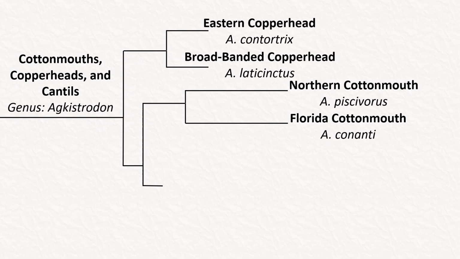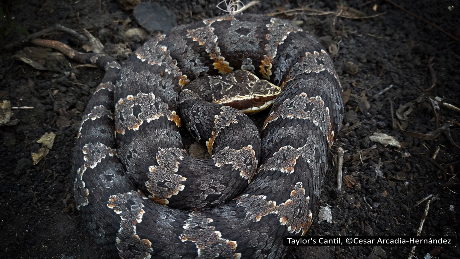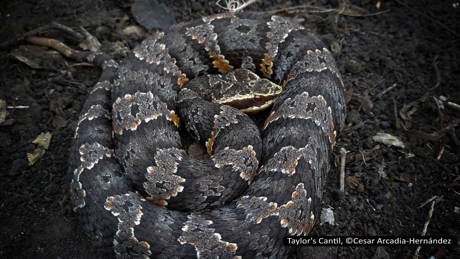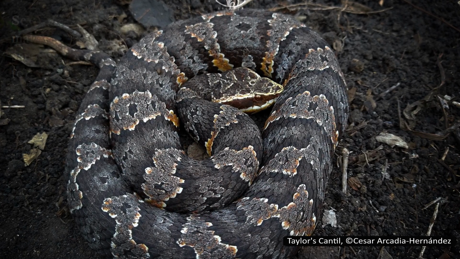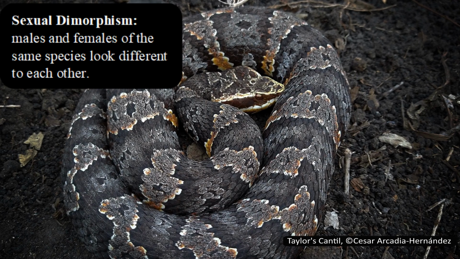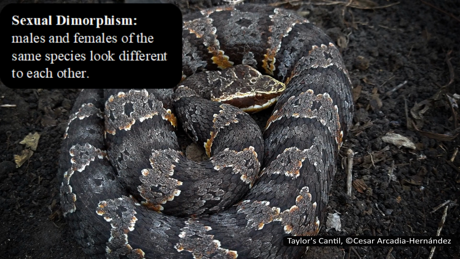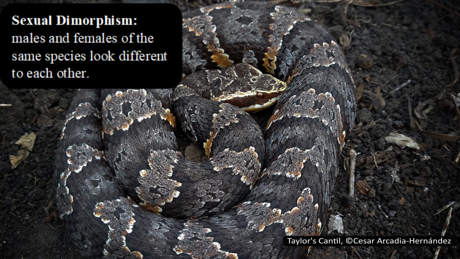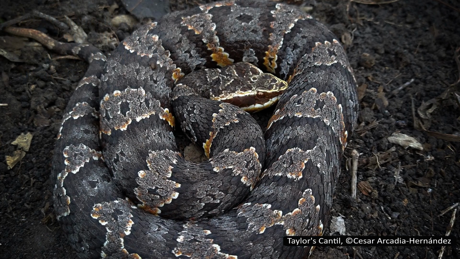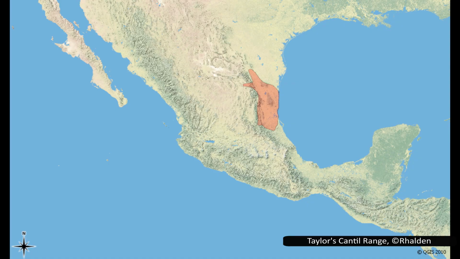Moving on to the last clade in the phylogeny, this is the Cantils. Starting with Taylor's Cantil, Agkistrodon taylori. It is also known as the metapel in Spanish, or the ornate Cantil. It is a distinctively patterned snake with bands of black and grey-brown, accented with white and orange, giving it a motley appearance. They are sexually dimorphic, meaning that the males and females look different. In this case, the males are a much darker colour than the female. It is found in northeastern Mexico.